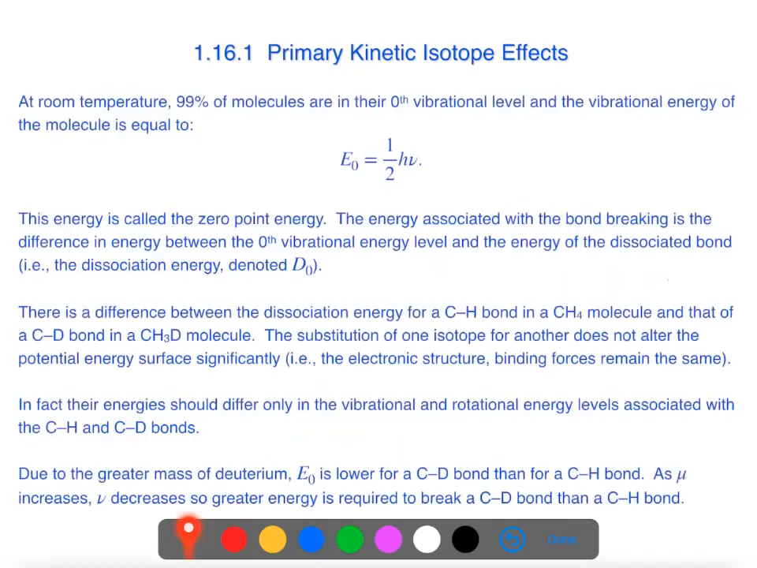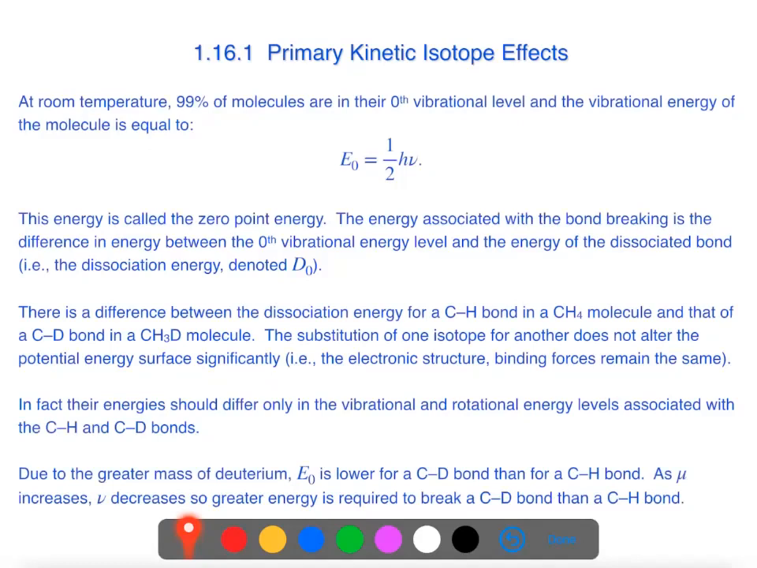There is a difference, as shown in our diagram, between the dissociation energy for a CH bond in methane and that of a CD bond in a deuterated methane molecule. The substitution of one isotope for another does not alter the potential energy surface significantly. That is, the electronic structure, the binding forces, remain the same. In fact, their energy should only differ in the vibrational and rotational energy levels associated with the CH and CD bonds.